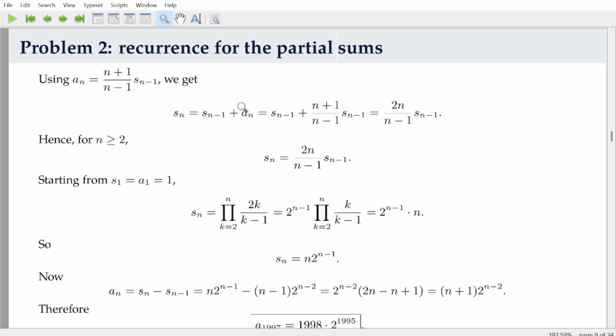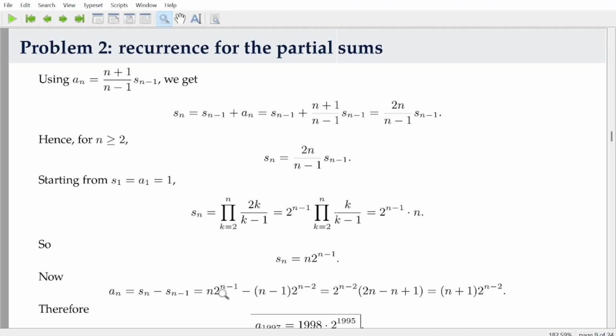And using the relationship we started off with, s sub n equals s sub n minus 1 plus a sub n, we know that a sub n is s sub n minus s sub n minus 1. And s sub n minus 1 is n minus 1 times 2 to the n minus 1 minus 1, or n minus 1 times 2 to the n minus 2. So a sub n has to be n times 2 to the n minus 1, minus, in brackets, n minus 1 times 2 to the n minus 2.